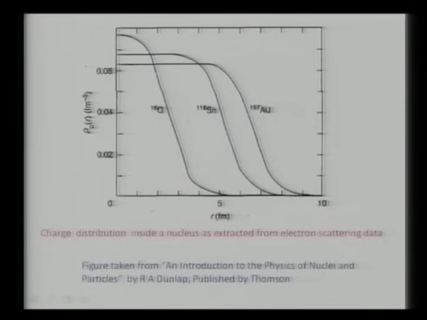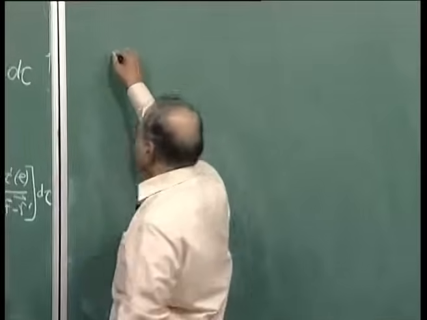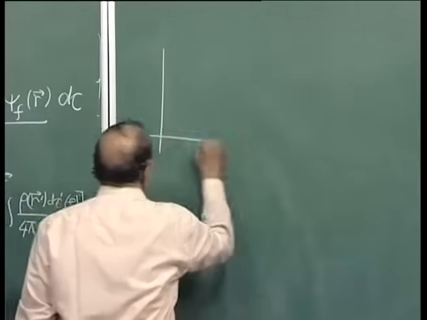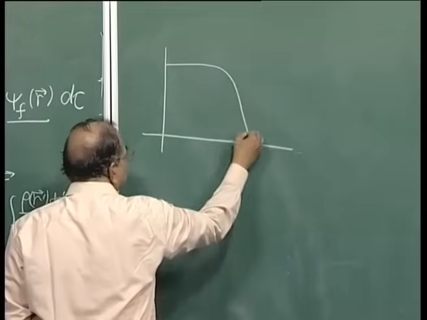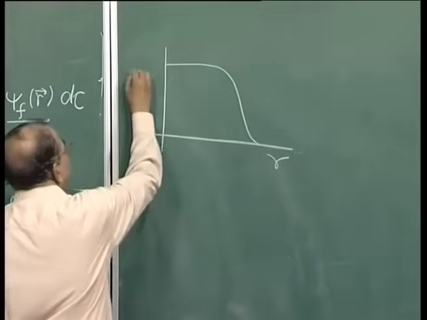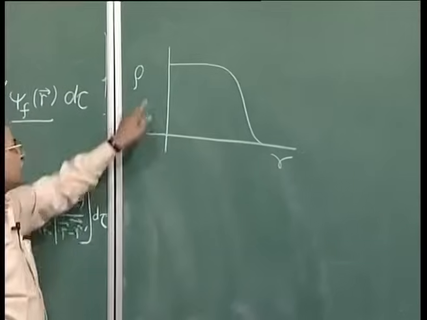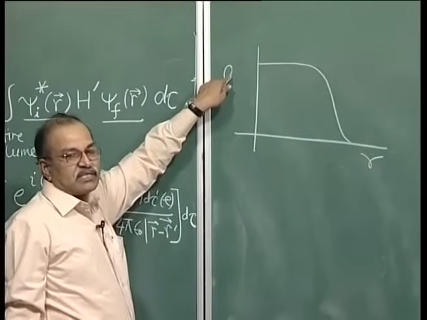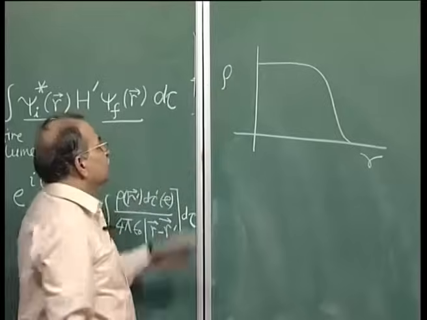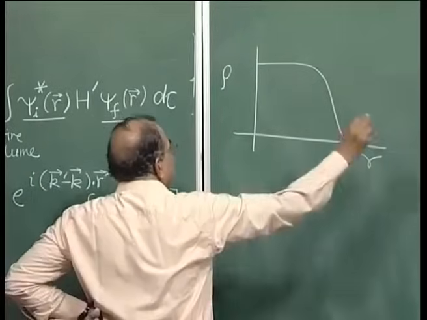All right. Why are we calling it proton density and not neutron density? The curve you had seen is like this. This is r and this is rho. You can call it charge density or proton density, because only protons have charge. So, this goes in this fashion.